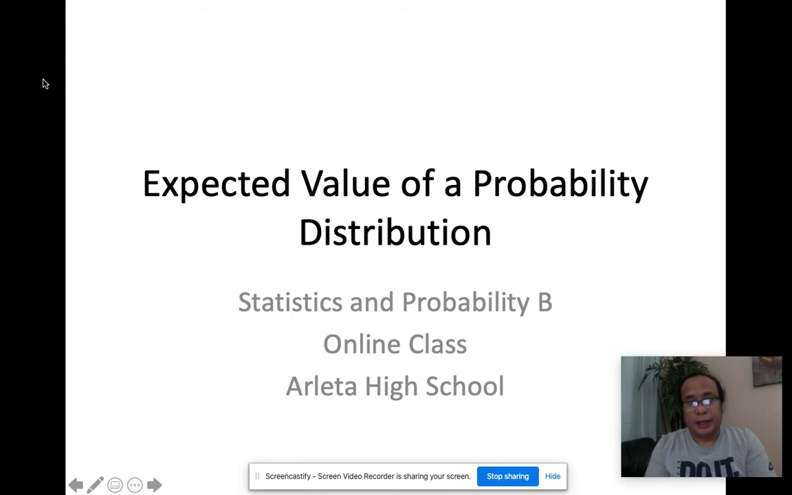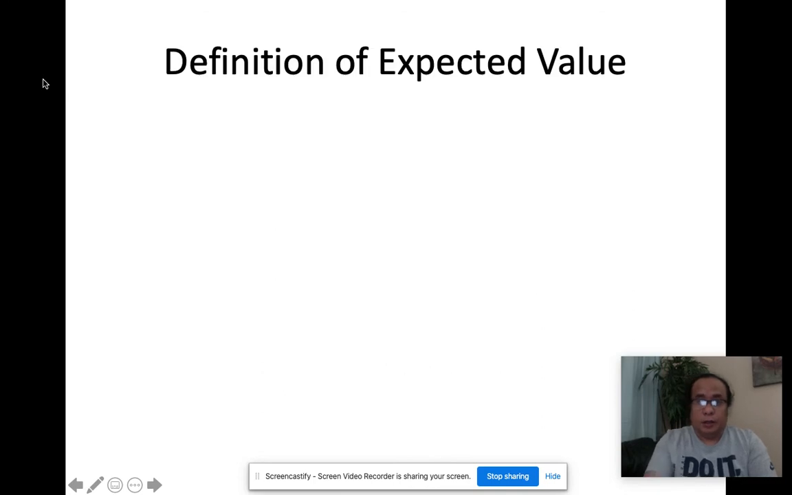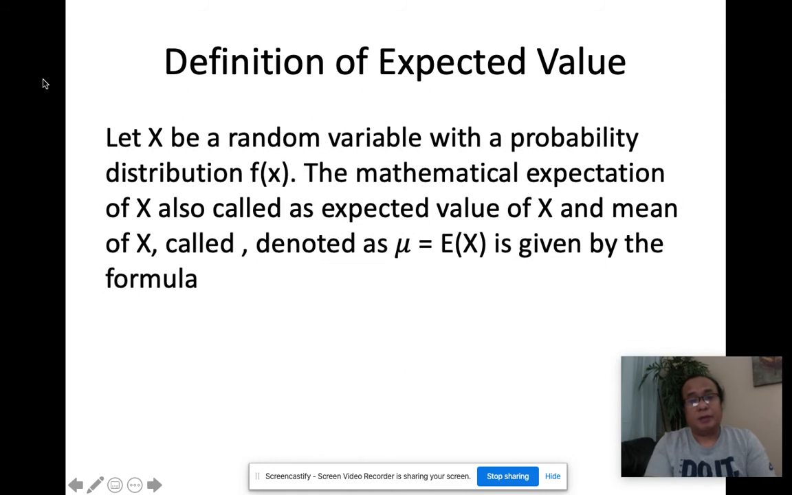So today we're going to discuss expected value of a probability distribution. We already know how to construct one, and we'll now deal with the calculations. So let's define what expected value is. Let x be a random variable with a given probability distribution f of x.